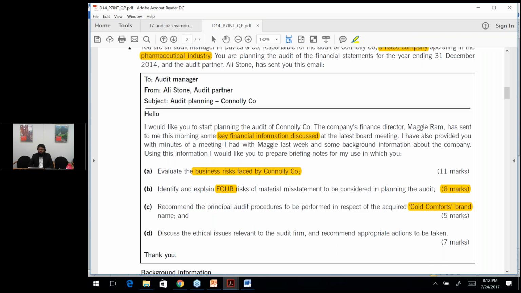What the students do is that they try to identify more and more risks. It's not advisable, because you might end up getting good marks in this question, but you will lose marks in the other questions. Why? Because the time management won't be possible. So the preferable thing is that you should only write 4 risks of material misstatement if you are being asked for 4. You don't have to write 5. So let's go ahead and try to identify the 4 risks of material misstatement that are to be considered in planning the audit for this specific scenario.